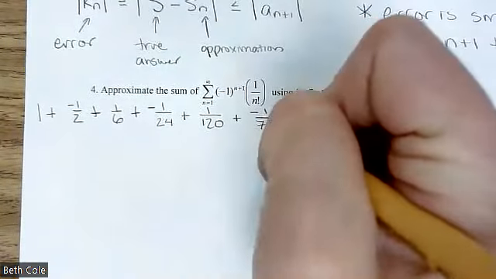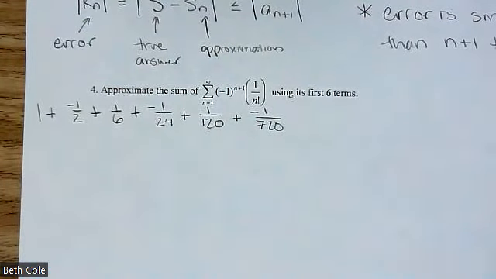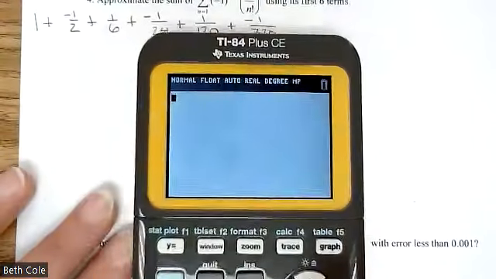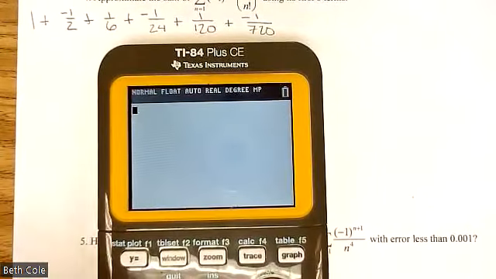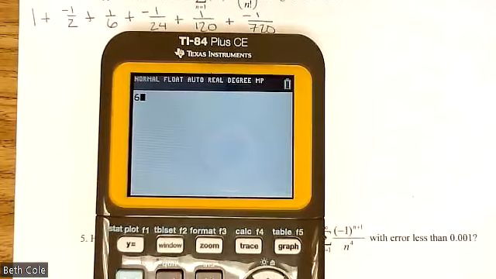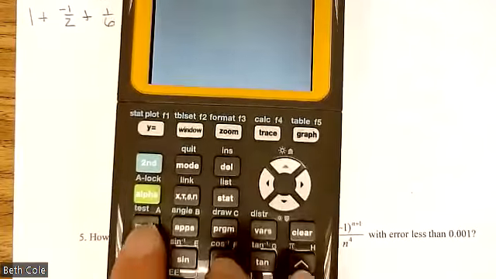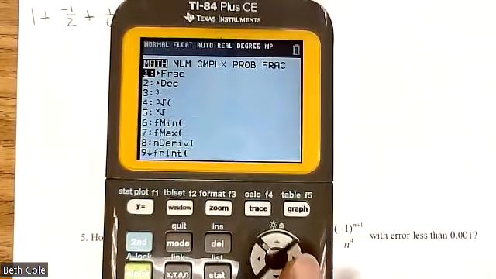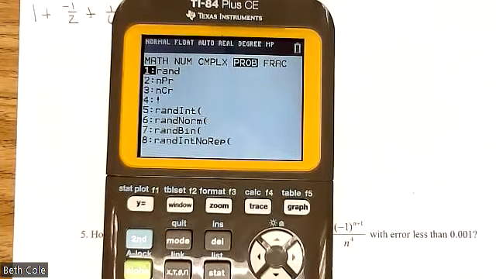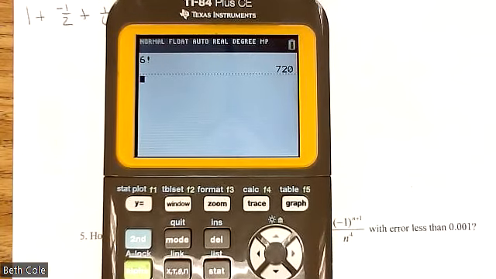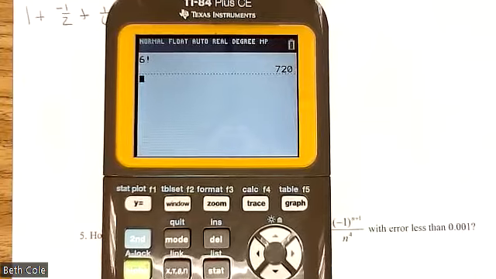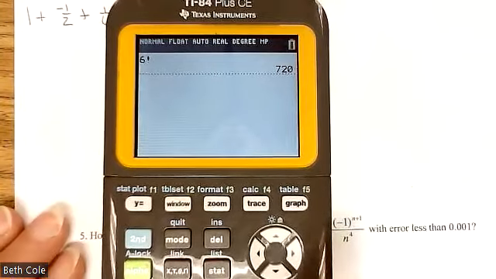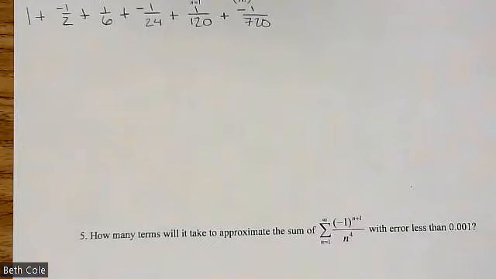$720. You can either just type 6 times 5 times 4 times 3 times 2. There is a factorial in here. I'll go through where to find it, but you're not going to use it too much. If you type 6, go into your math menu, and it's under probability. It's the 4th one down. But you can always just type 6 times 5 times 4 times 3 times 2. And actually, I don't think we had to go any further, did we?